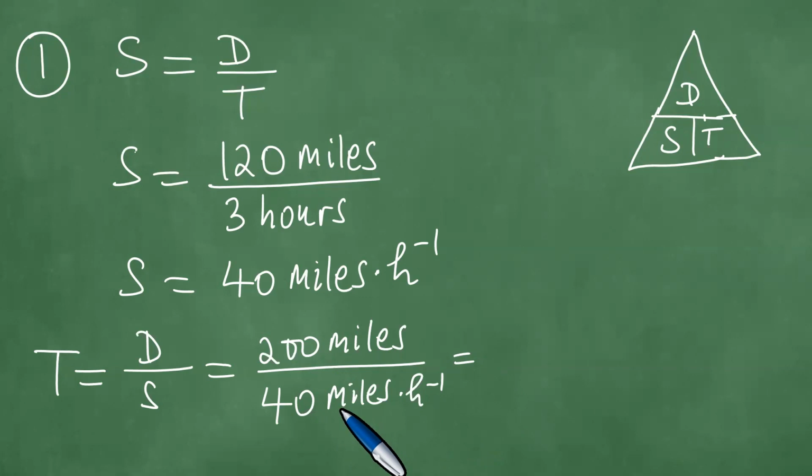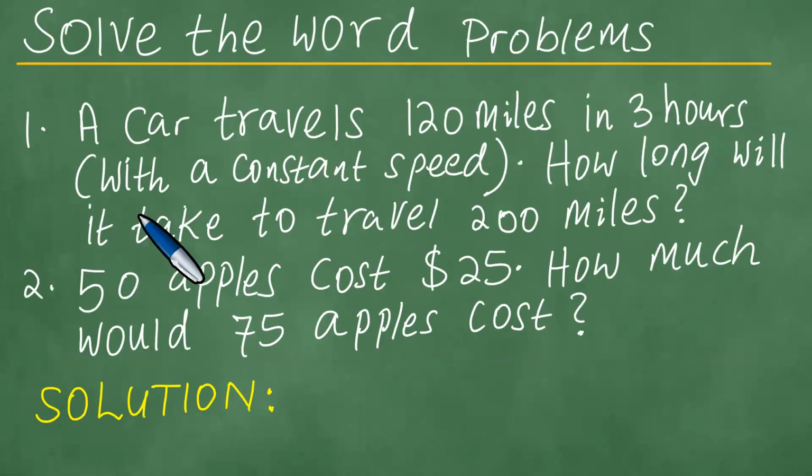So you have 200 divided by 40 is exactly 5. So you have exactly 5 hours, because that was the question, to say how long will it take to travel 200 miles. Okay, the second question is that 50 apples cost $25.